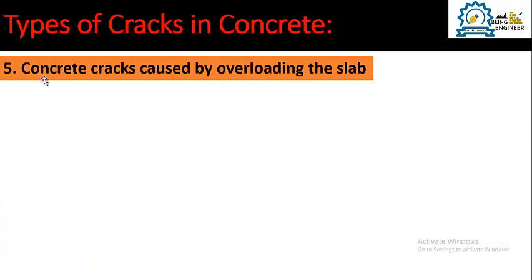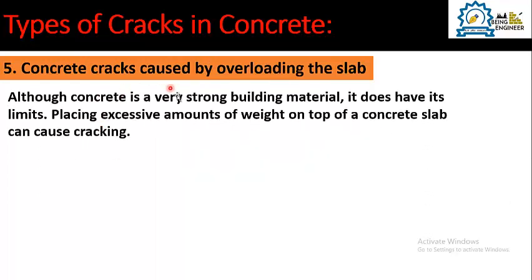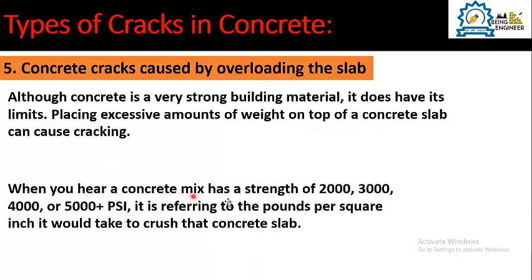Number 5. Concrete cracks caused by overloading of the slab. Although concrete is a very strong building material, it does have its limits. Placing excessive amounts of weight on top of a concrete slab can cause cracking. When you hear a concrete mix has a strength of 2000, 3000, 4000 or 5000 plus psi, it is referring to the pounds per square inch it would take to crush that concrete slab.